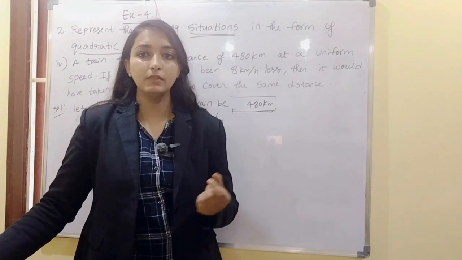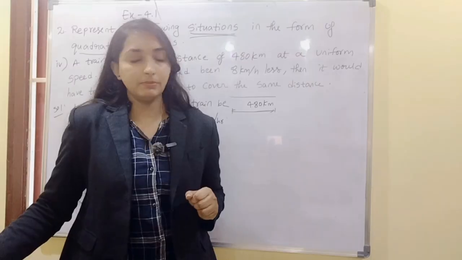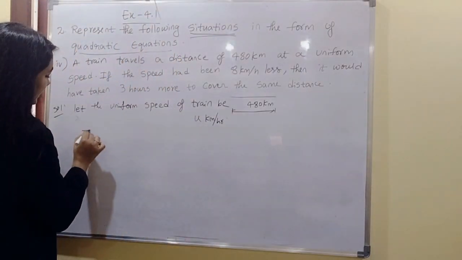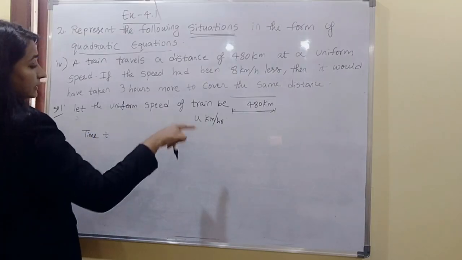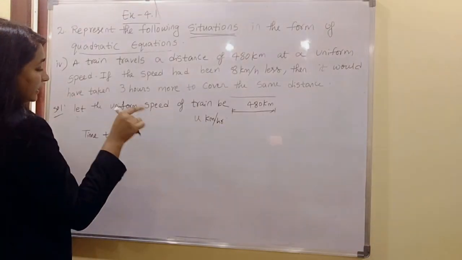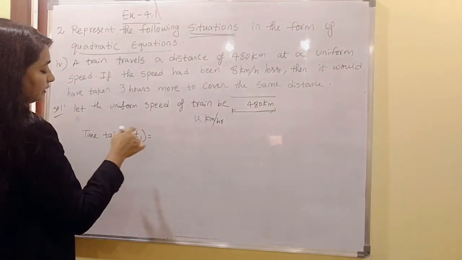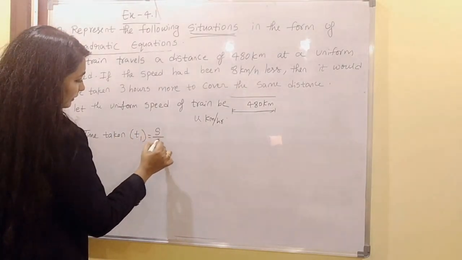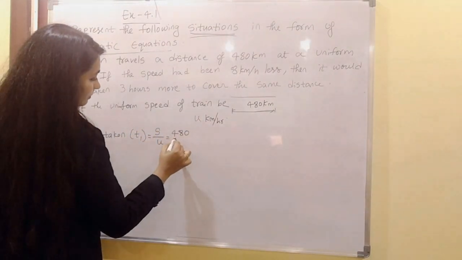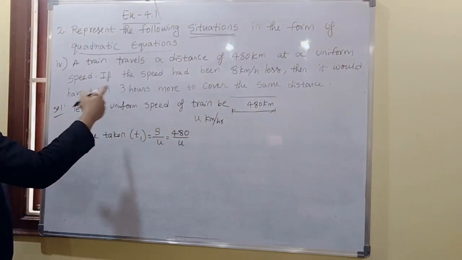Then how much time will it take? What is the speed formula? Speed is equal to distance by time, then time is equal to distance by speed. So when it is covering 480 kilometers with this uniform speed u, the time taken will be t1. This is the first case. t1 is distance by speed, so 480 by u.